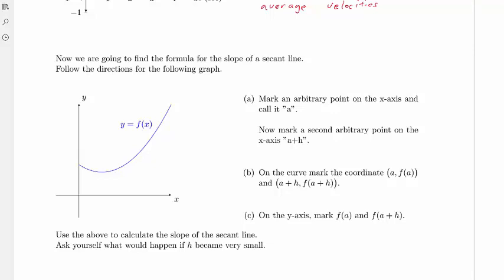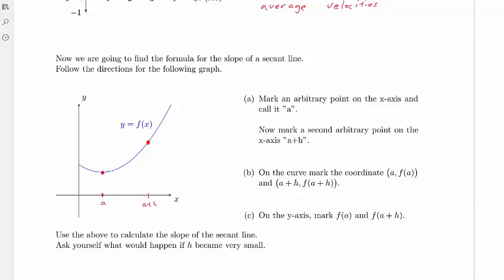Mark an arbitrary point on the x-axis and call it A. So we'll put it right there, and we're going to call this A. We'll put it right down there. And now mark a second arbitrary point, and we're going to call it A plus H. So we'll put it here. That is A plus H, and that point will be right there. You know what? Let's go ahead and give us a little bit more space to work with. Those are kind of close together. They don't necessarily have to be that close, just so we can make sure we can see what's going on. Okay, there we go. I like that much better.